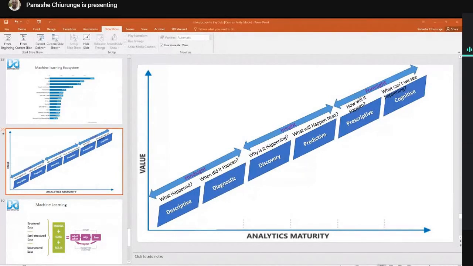A majority of the Zimbabwean companies are on hindsight, which is descriptive and diagnostic. I haven't met a Zimbabwean company yet which is doing prescriptive and cognitive analytics. Not yet, right? Maybe we've got one or two that are doing some discovery and predictive analytics. But the majority are stuck on audit reports, right? I was talking about these auditors.